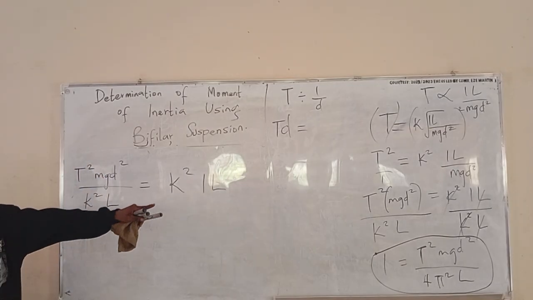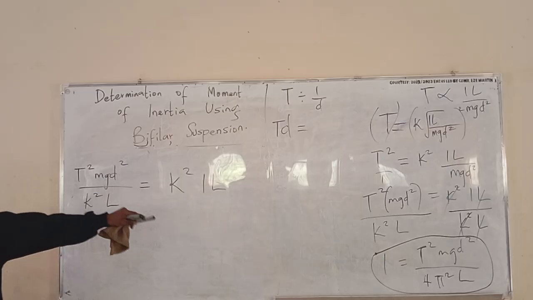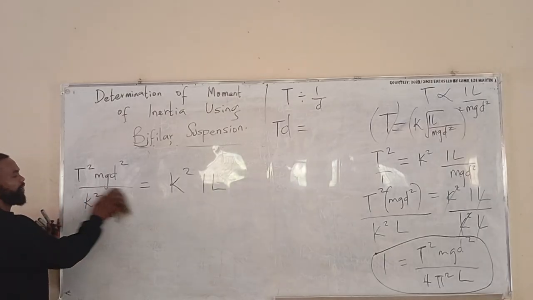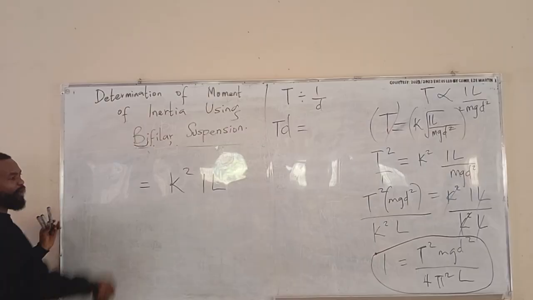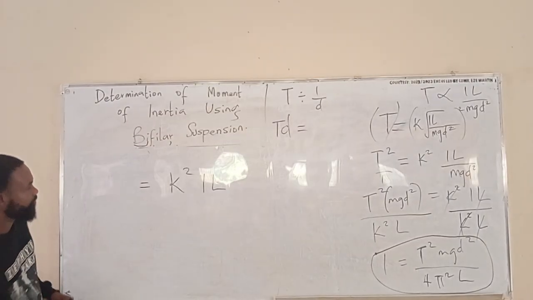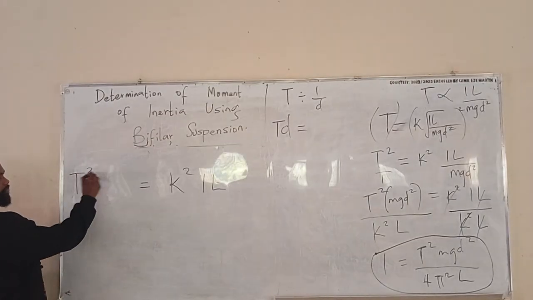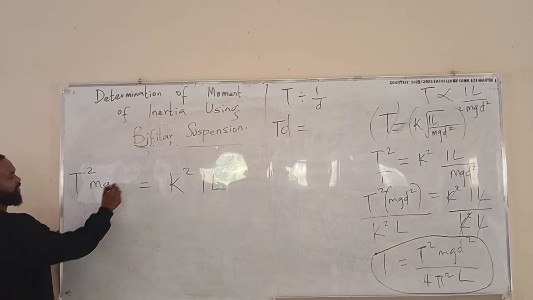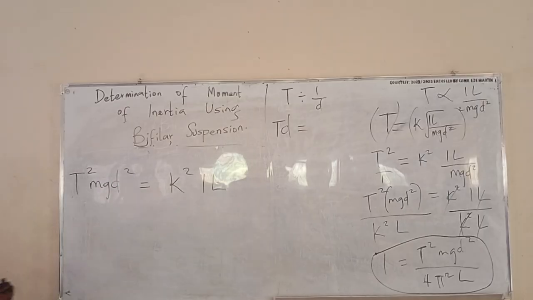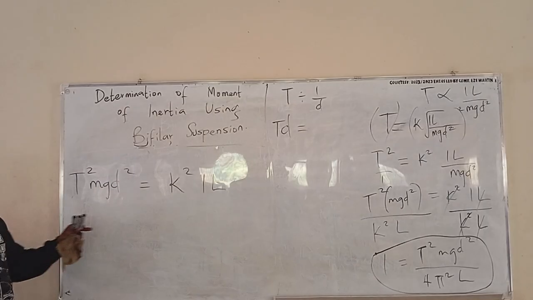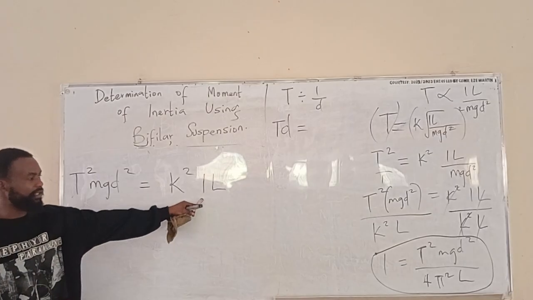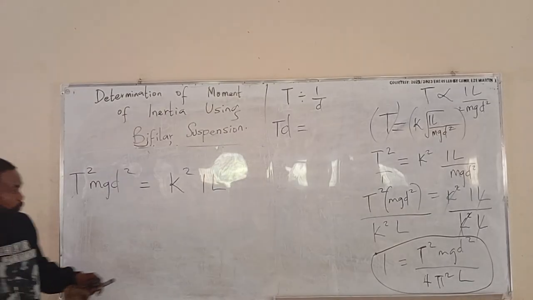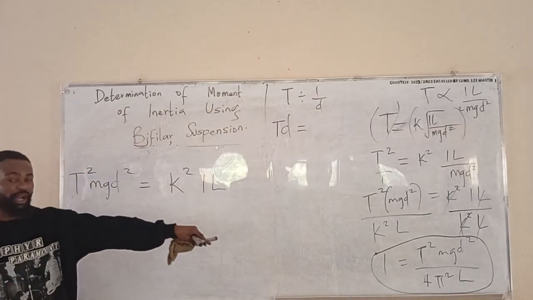Is this thing correct? Check. Tell me what I'm supposed to have. Like this, right? Yes. Now see, then I have K squared IL, right? Yes, that is where we are before trying to divide so that we can get I.